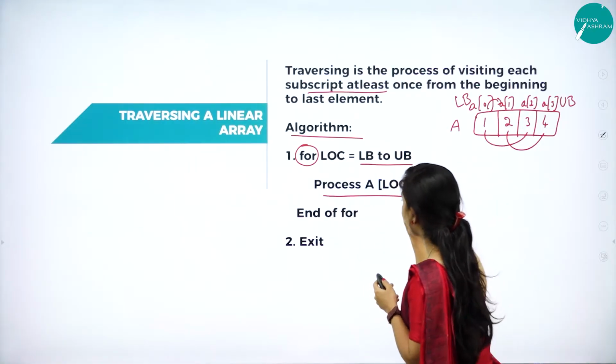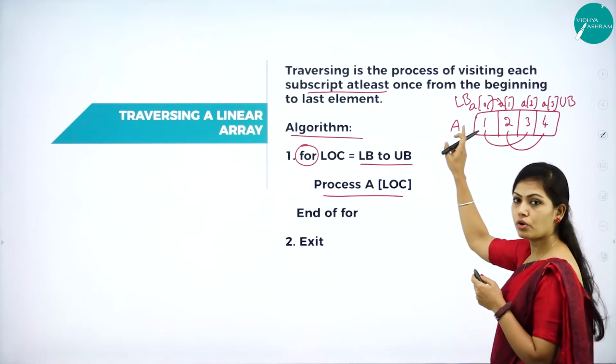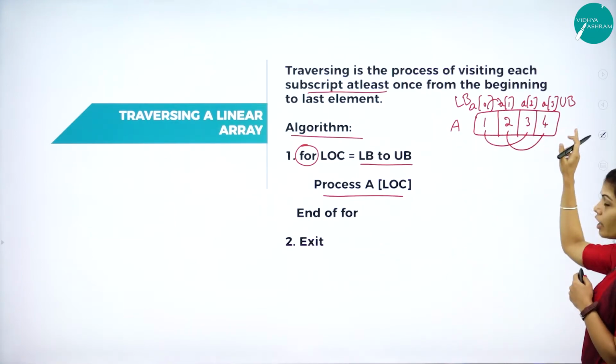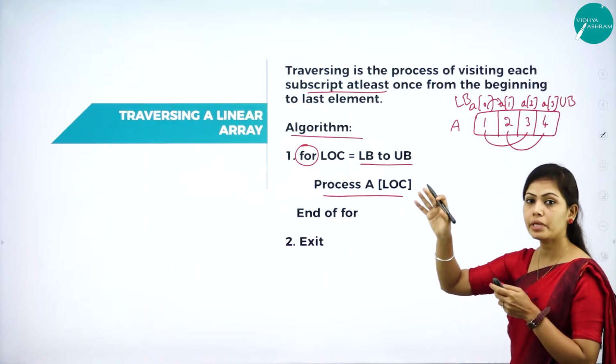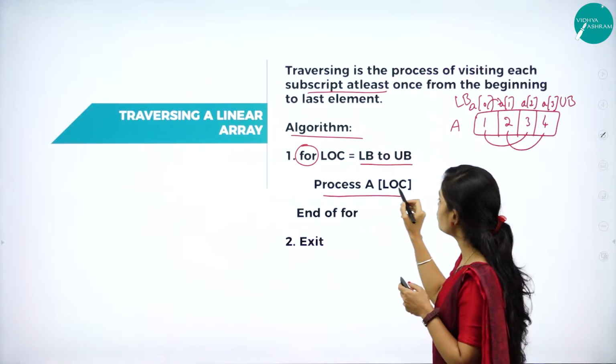So process A of location. A of location means A of 0, A of 1, A of 2 or A of 3. So visiting each element of the array, each location of the array exactly once. That is the process A of location.